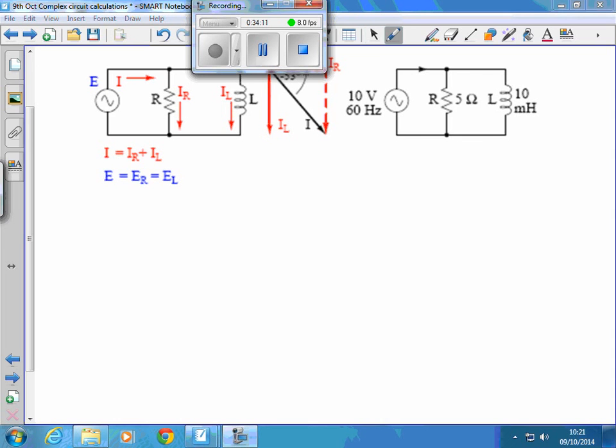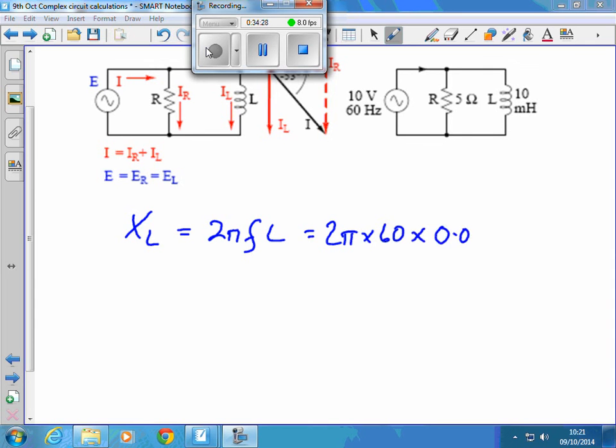What we've got is XL, which is 2 pi FL, isn't it? So that's 2 pi times 60 times 0.01 henries. That comes out at 3.77 ohms.